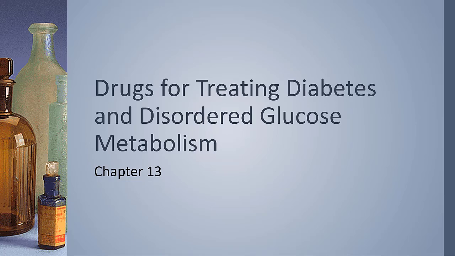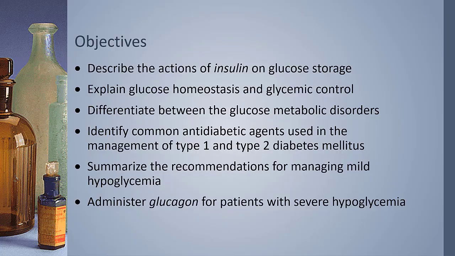Drugs for treating diabetes and disordered glucose metabolism. At the end of this, students should be able to describe the actions of insulin on glucose storage, explain glucose homeostasis and glycemic control, differentiate between the glucose metabolic disorders, identify common anti-diabetic agents used in the management of type 1 and type 2 diabetes mellitus, summarize the recommendations for managing mild hypoglycemia, and administer glucagon for patients with severe hypoglycemia.